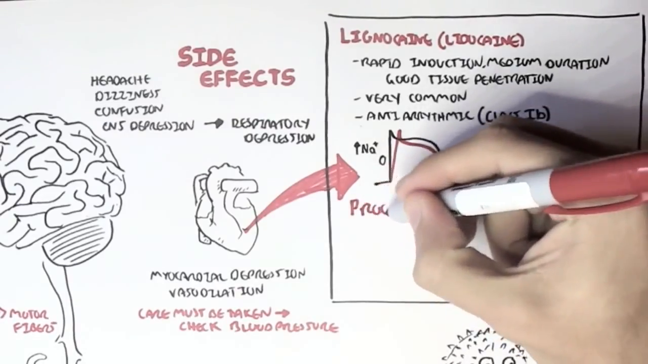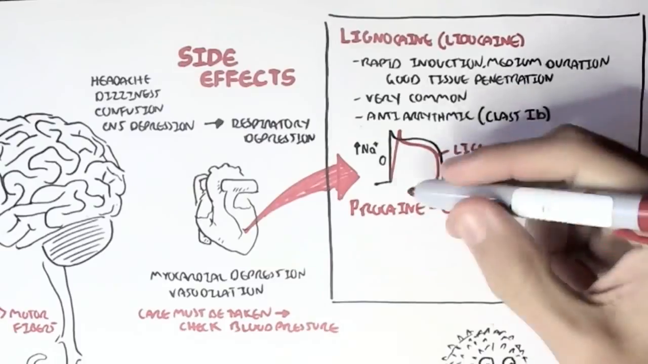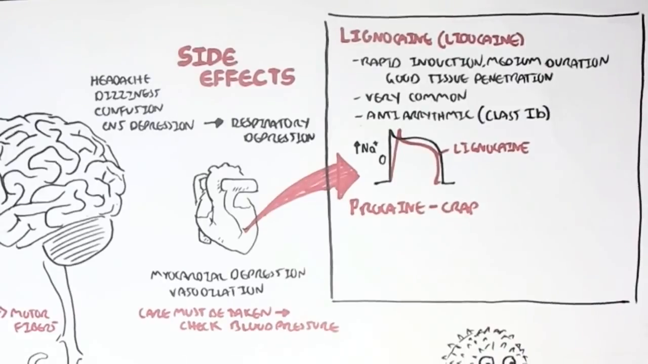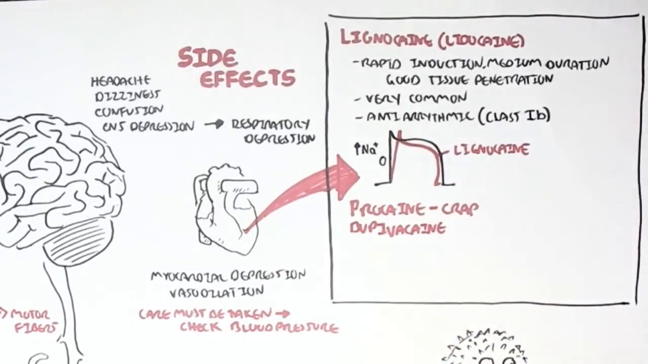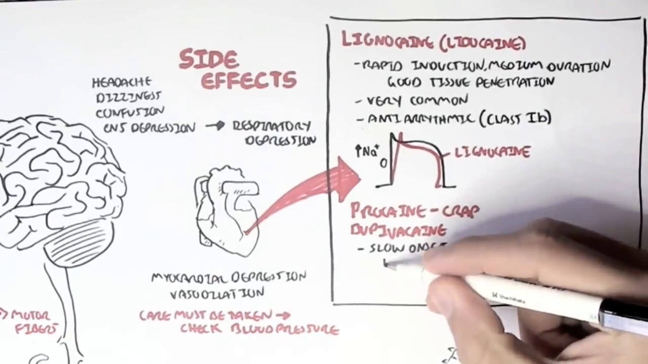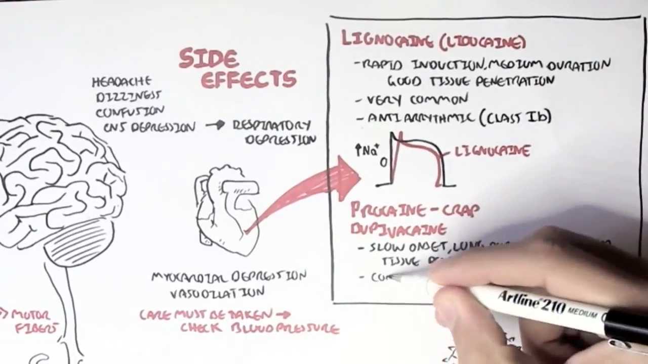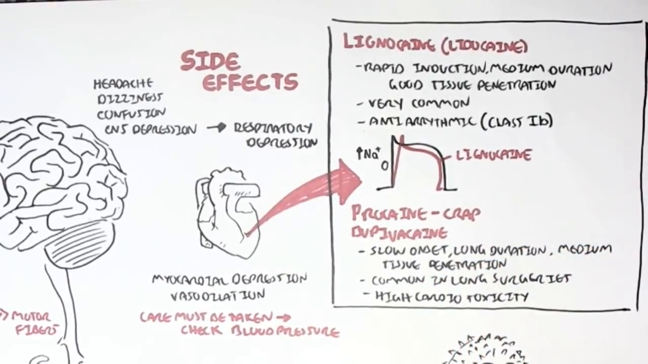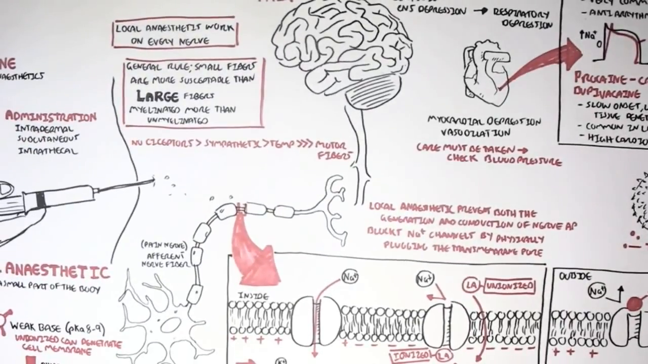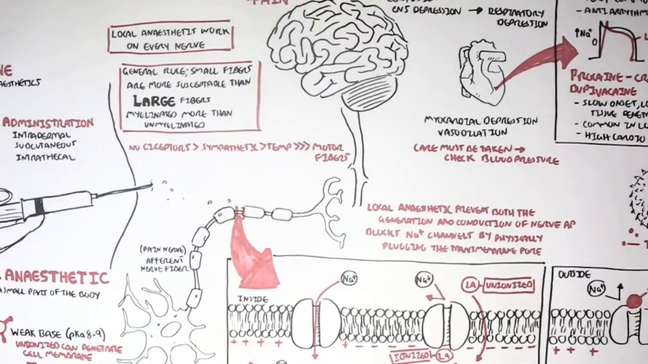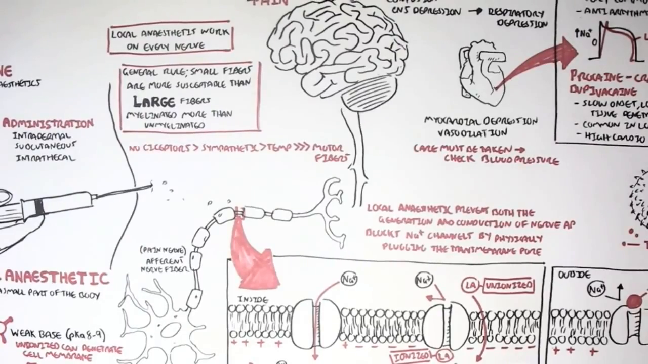Another type of local anesthetic is procaine, which I wrote here is crap because it has many side effects and it's not very useful. And the last local anesthetic I want to talk about is bupivacaine. It has a slow onset, a long duration, and medium tissue penetration, so it's pretty good. And that is why it is commonly used in long surgeries because of this long duration. However, it has high cardiotoxicity, so care must be taken when using this with people suffering from heart failure or something like that. I hope you enjoyed this video on local anesthetic.